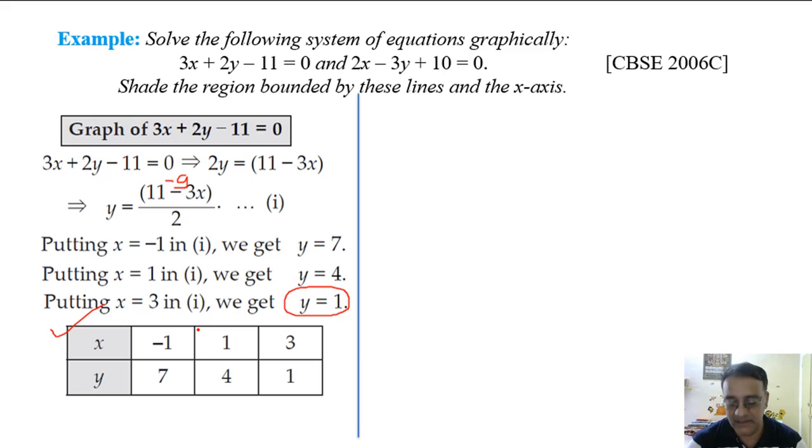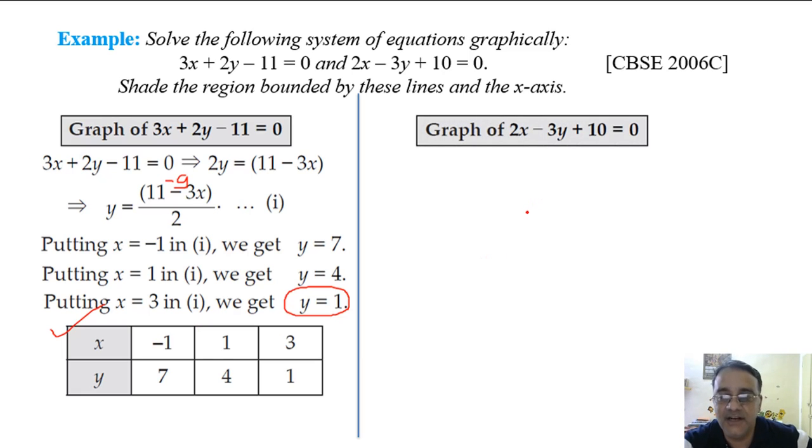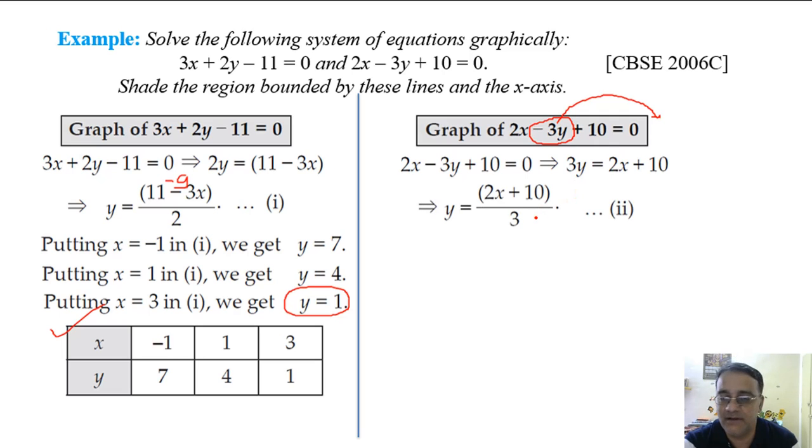Now second equation, graph of 2x minus 3y plus 10 is equal to 0. यहाँ पे ये माइनस है तो इसी को शिफ्ट कर लेंगे हम लोग. So we'll get 3y is equal to 2x plus 10. So what is y here? 2x plus 10 divided by 3. Right, 2x plus 10 upon 3.